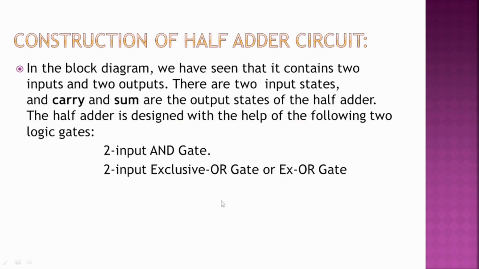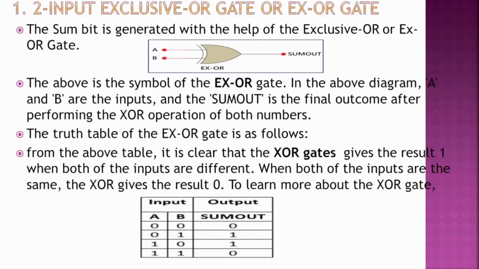How to construct a half adder circuit? So already I told you it contains two inputs and two outputs. The two inputs are A and B, and carry and sum are the output states of the half adder. To design the half adder, we will use two gates. One is AND gate and another one is XOR gate: a two input AND gate and a two input XOR gate. So this is a two input XOR gate to construct a half adder.